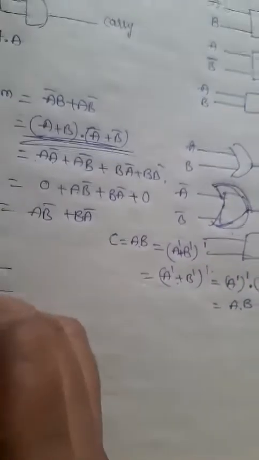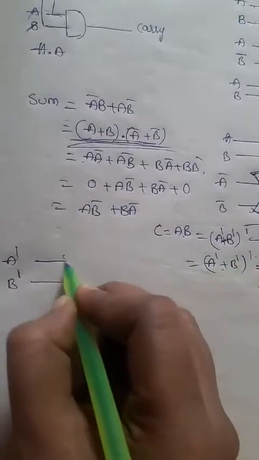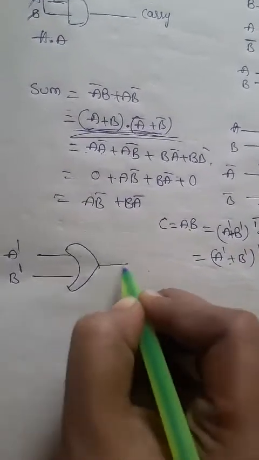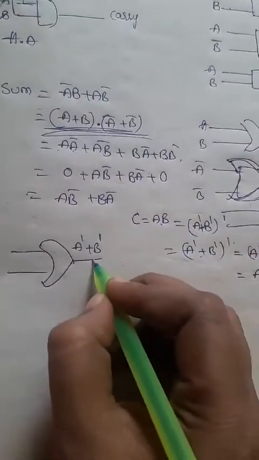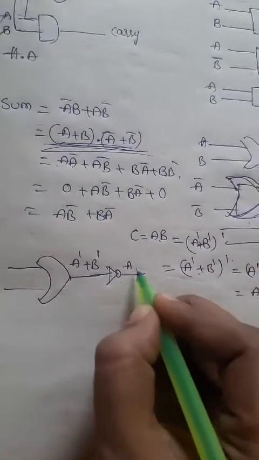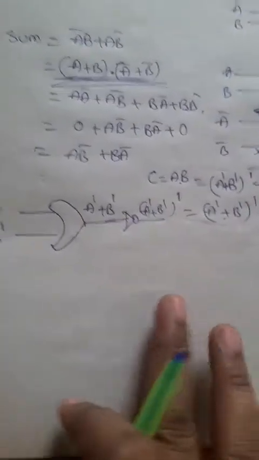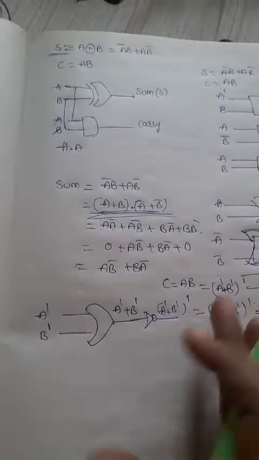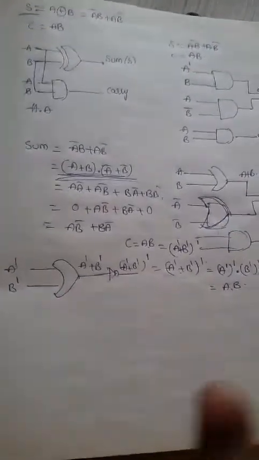So for this you can draw the logic diagram for carry. Here I am taking A complement and B complement. In between these two, which operator are we having? The OR operator. So this is A complement plus B complement. But we are having the whole complement, right? So I can add a NOT gate here, that is the complement gate. Then we get (A complement plus B complement) whole complement. Okay, so like this we can draw the logic diagram. That's your wish: you can write the Boolean expression in different ways, and for that expression you can draw the logic diagram.